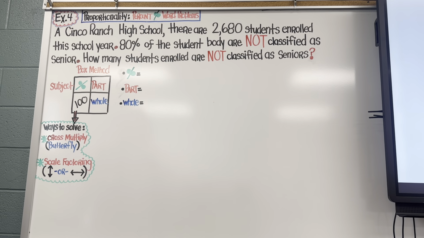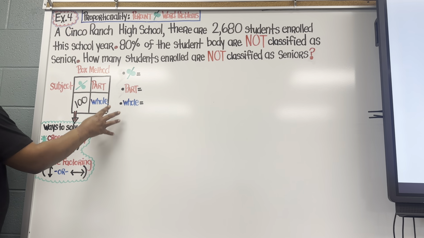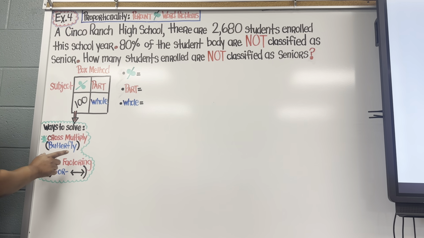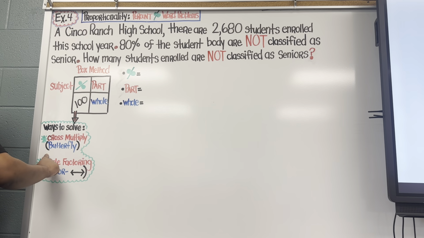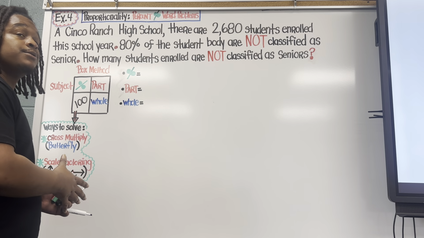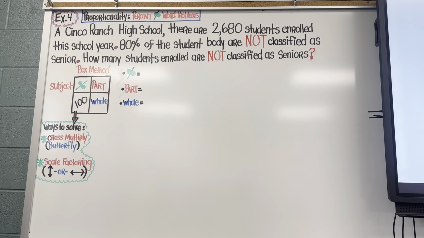So today guys, we're going to solve this problem and we're going to use the box method in order to solve this problem. And I'm going to show you the different ways within the box method you can solve, which is cross multiplying, the butterfly method, or scale factoring. Either we can scale factor vertically or horizontally due to the fact that some numbers are multiples of other numbers, okay? So let's look at this problem, guys.